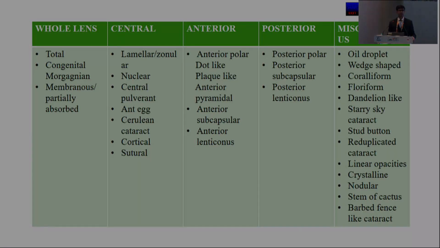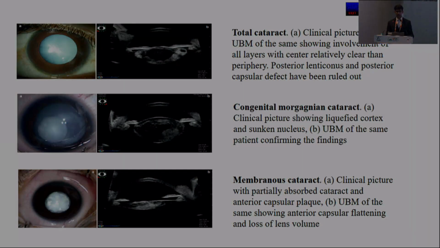There's a morphological classification as well, whether it involves the whole lens, whether it's lamellar, a central cataract, anterior, primarily posterior, or miscellaneous. And here I'm showing you certain clinical pictures along with the associated UBM findings. Here you can see in picture A, there's a total white cataract and the associated UBM. In picture B, there's a Morgagnian cataract. You can see the sinking nucleus here as well in the UBM.